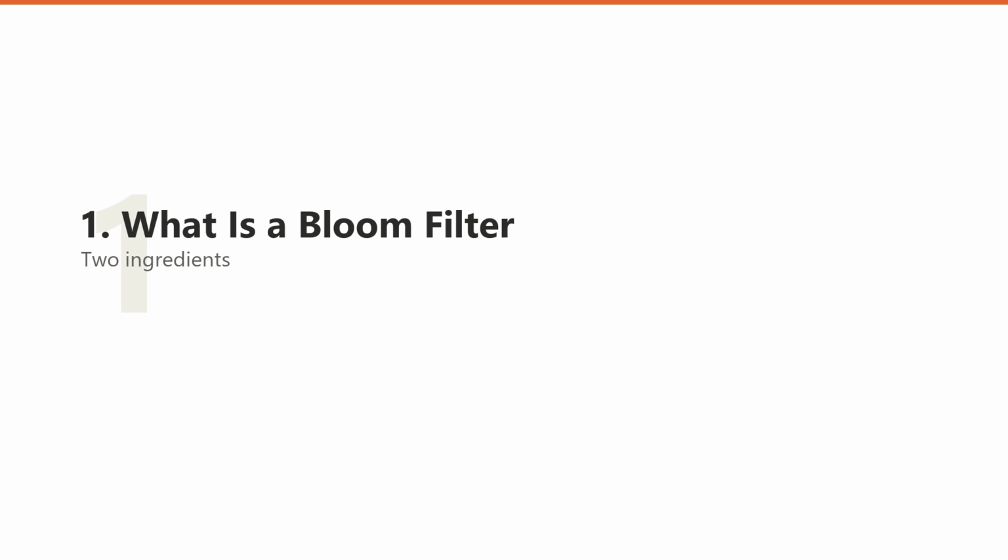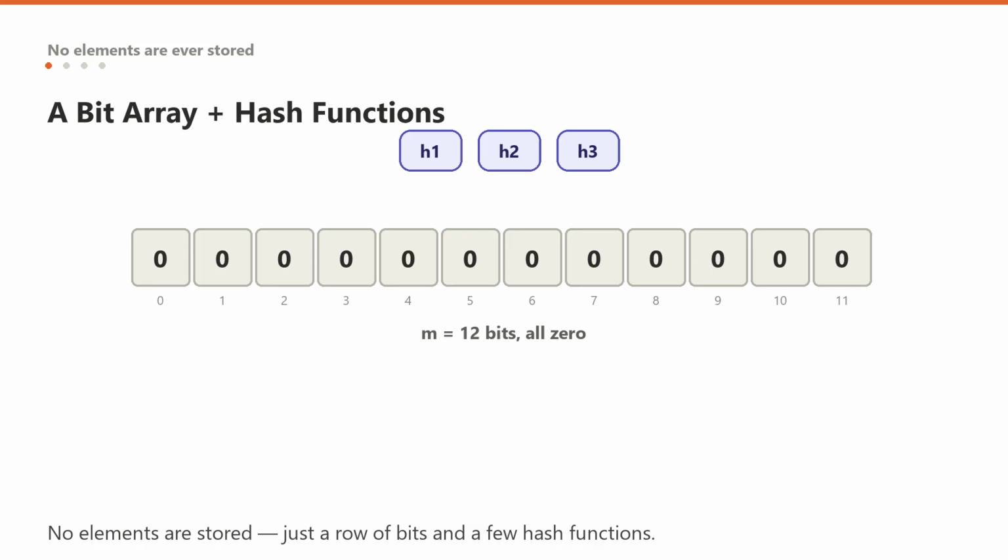Concept 1: what a Bloom filter actually is. It's simpler than people expect, just two ingredients. A Bloom filter is two things. First, a bit array, a row of bits, all starting at 0. Let's use a small one with 12 bits for our example.